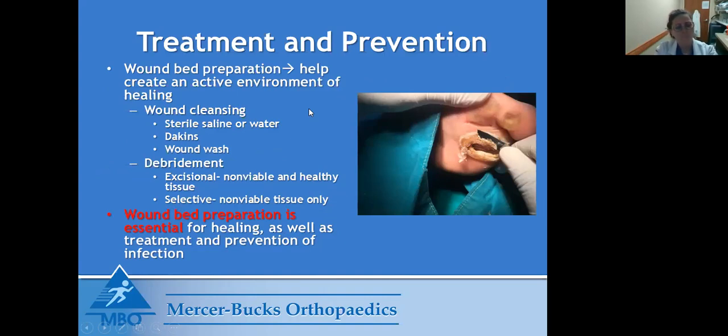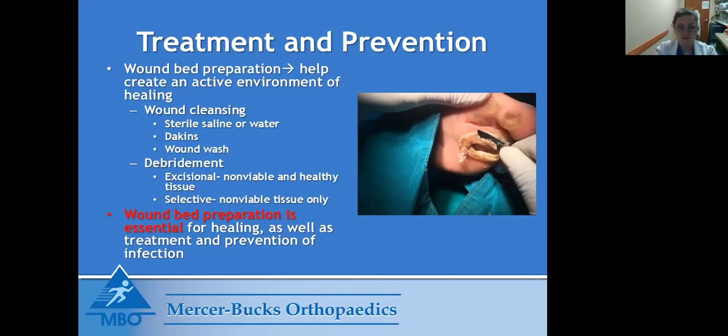That's important. Before debriding a wound, typically you cleanse the wound as well. There are many different wound cleansers out there. Most commonly, we're using sterile saline or sterile water. There is another wound cleanser known as Dakins, which is a diluted form of bleach, believe it or not, which is therapeutic and also cleanses wounds. And there are many different wound washes out there.